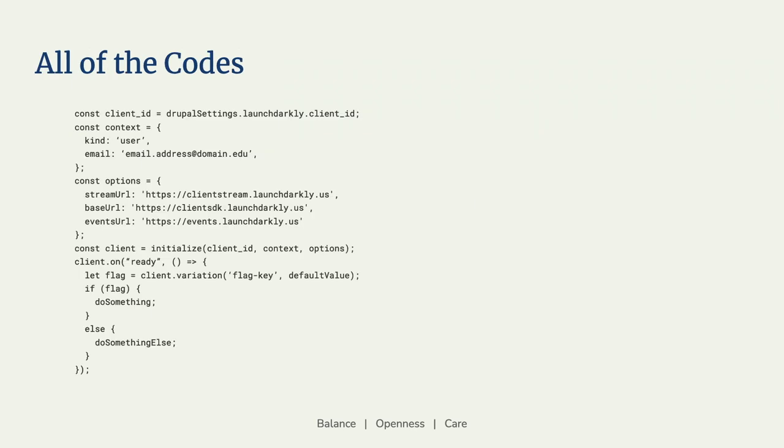So here is all that code that I showed on the different slides, condensed into one thing. As you can see, it's not much code. Your biggest code when you're developing an experiment or feature flags isn't going to be in those do something and do something else methods. But this is basically all the JavaScript that you'll need to evaluate a basic Boolean flag with LaunchDarkly within Drupal.